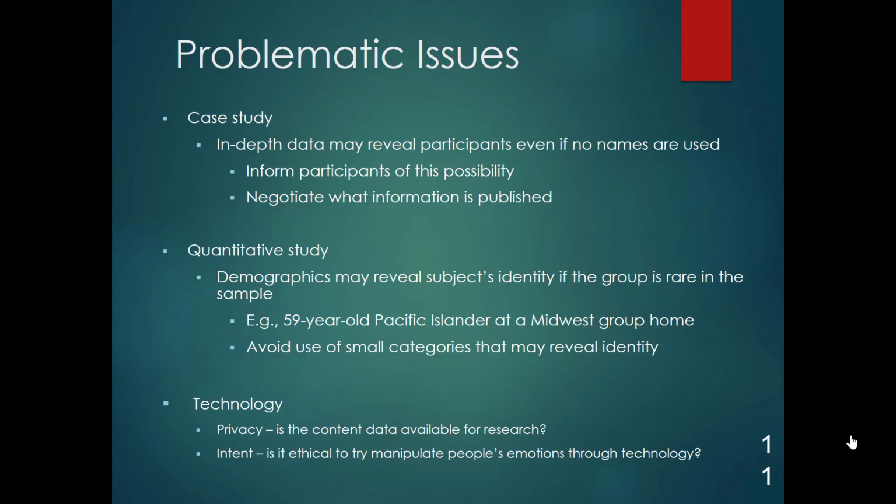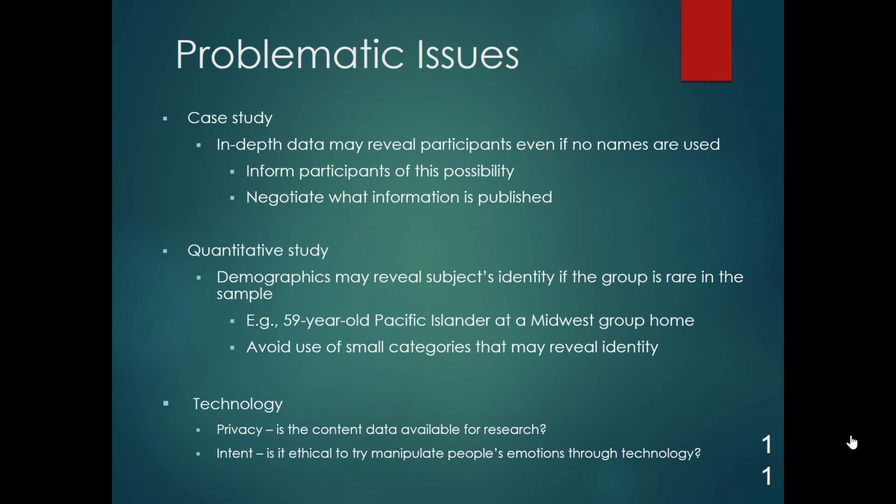With case study, this has to do with in-depth data that may reveal participants even if no names are used. When it comes to a case study, this has to do with one specific person, right? And you get in-depth information about that participant, and because the information is so in-depth, sometimes you may be able to reveal who that participant is, even if you didn't use their name. So we have to be careful with that whenever we use a case study. We need to make sure we inform the participants that this is possible, and then we need to negotiate with them as to what information we can publish.